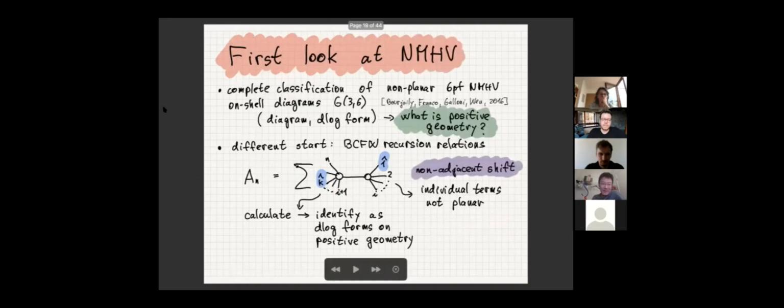Okay. So now we would like to look at G36. There is a very nice thing: there was a complete classification of the non-planar G36 plabic graphs, or on-shell diagrams, by Jake, Sebastian Franco, Congkao Wen, and Daniele Galloni. They drew all possible diagrams, then identified which are equivalent, which are related by moves and so on. In the end, they gave us the list of independent diagrams and their log forms. So one thing, the original motivation here, was to figure out what is the positive geometry associated with that.